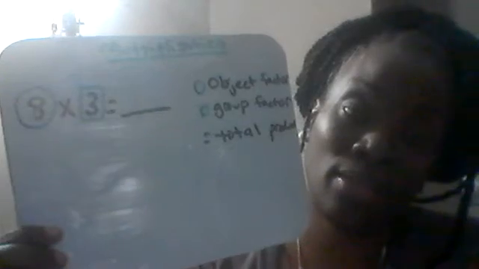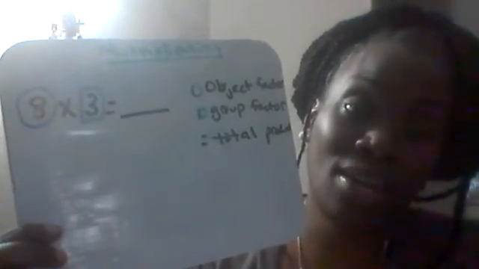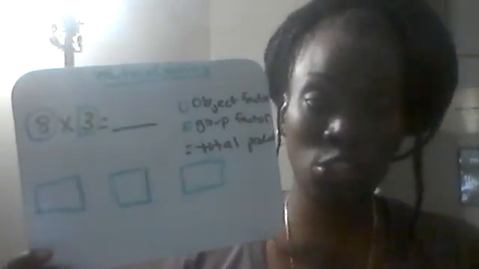Now, we'll start with our group factor. How many empty boxes do we need to create? Did you say 3? You're absolutely correct. So let's put 3 boxes down here. 1, 2, 3. Okay. How many objects are going to go into each box, into each group or set?